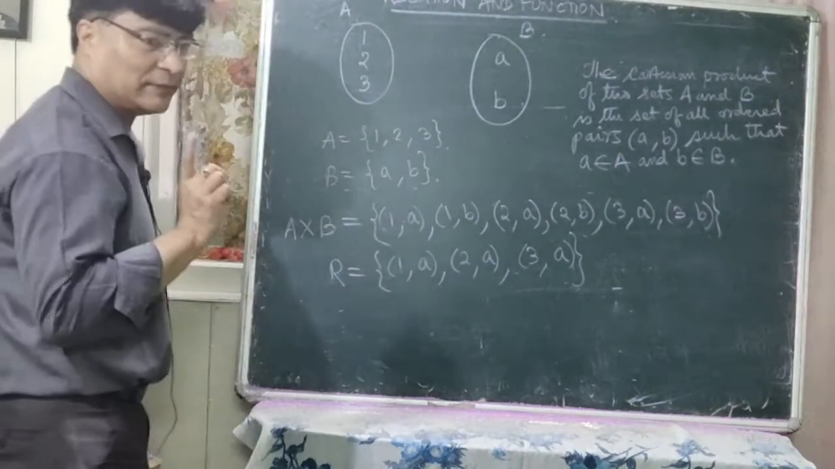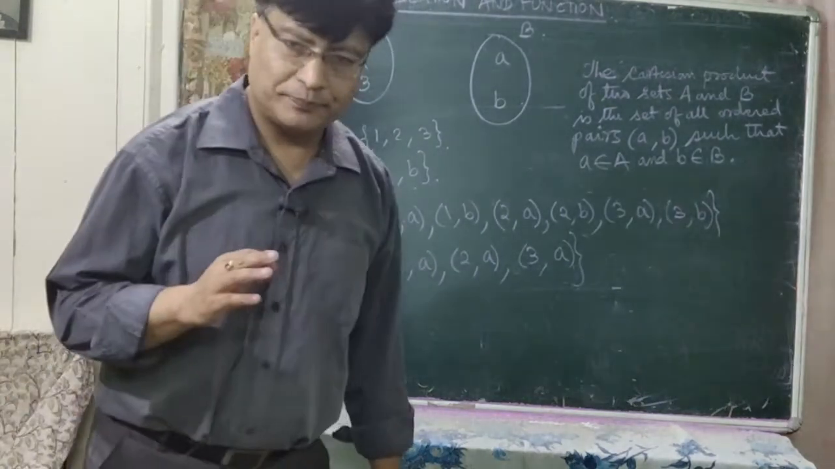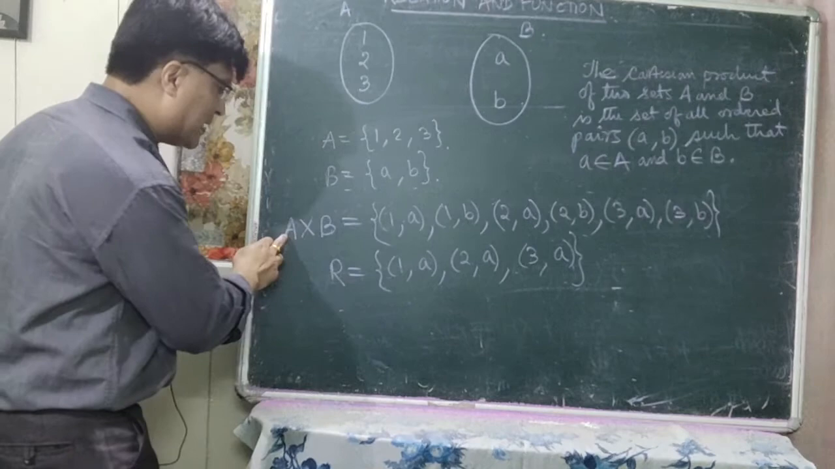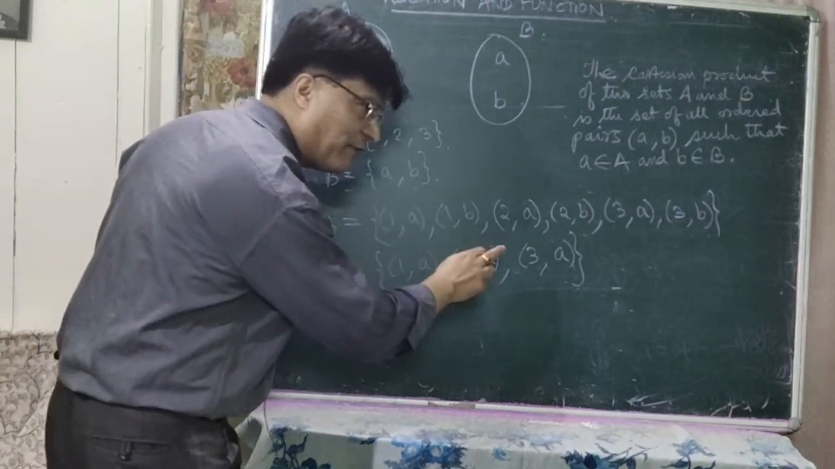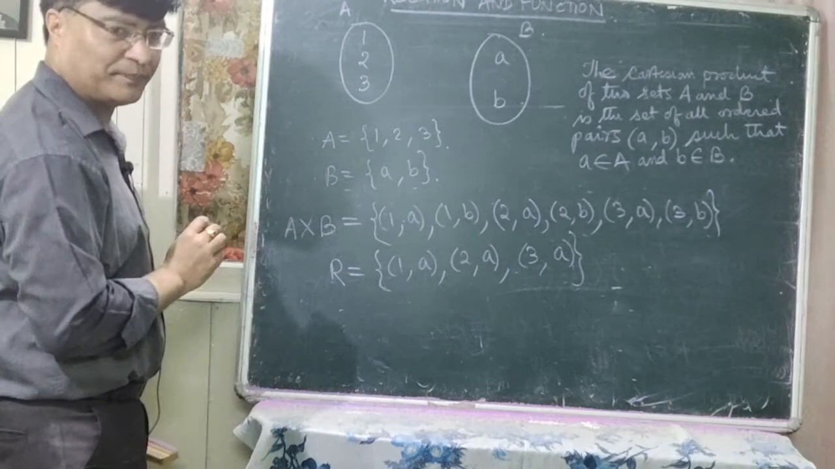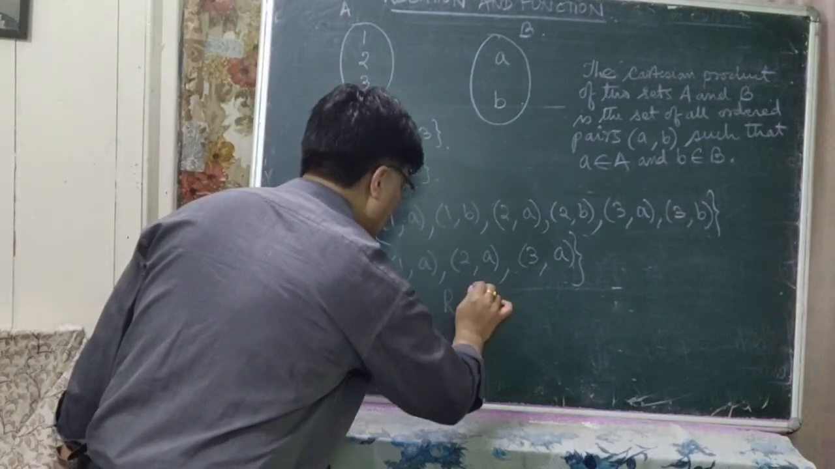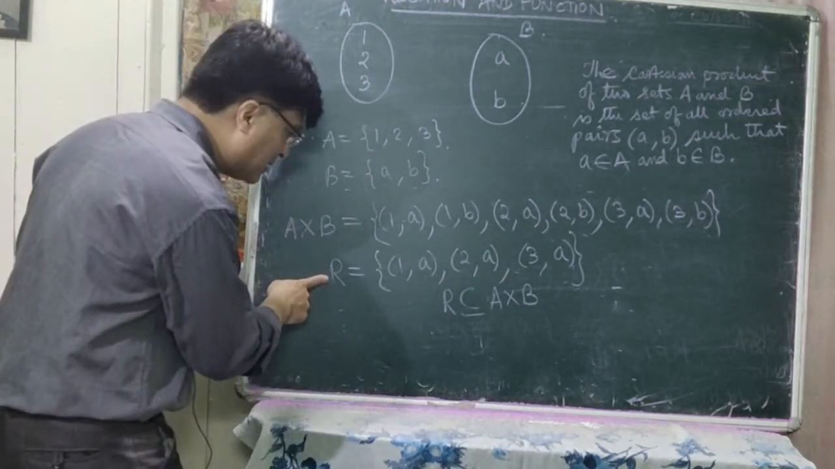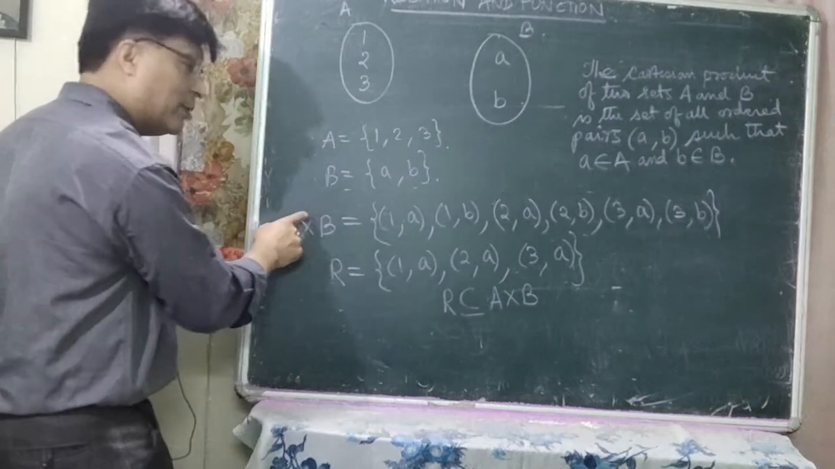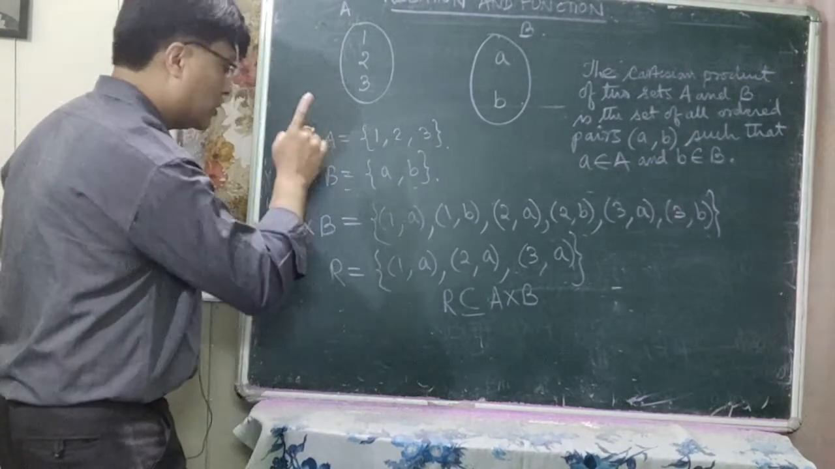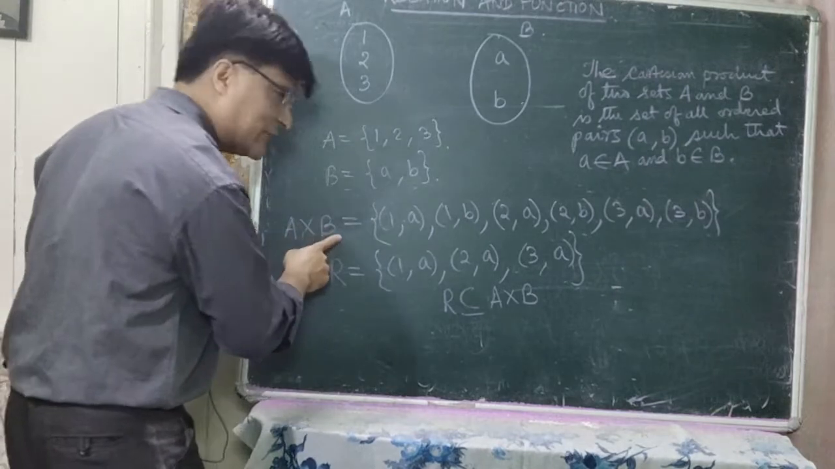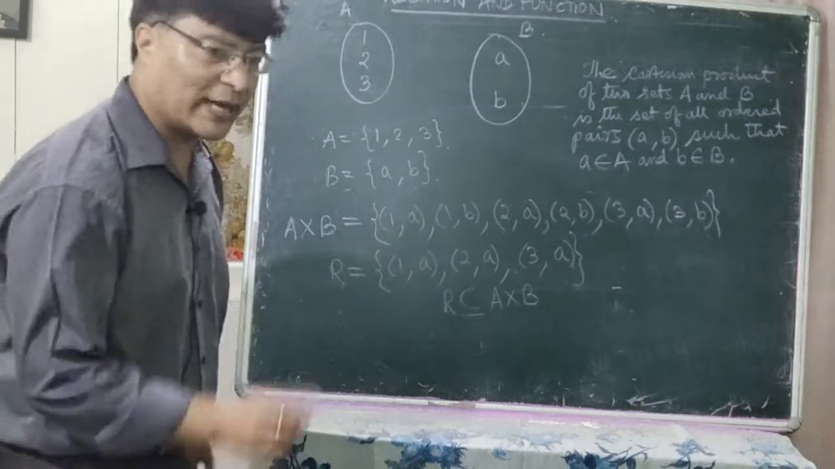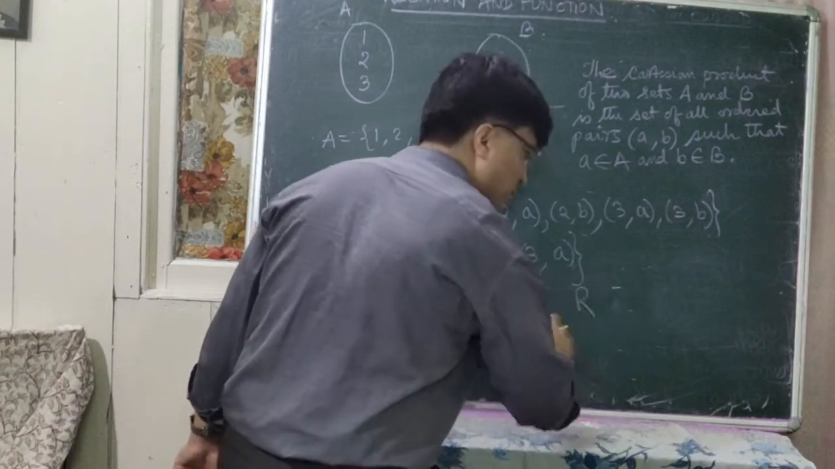Here, what is the relation between 1 and a? Now look, let me tell you the definition of relation. The relation R from the set A to the set B is defined as a subset of A cross B. Okay, so here R is a subset of A cross B because every element of the set R is also an element of the set A cross B. The relation R from the set A to the set B is defined as the subset of A cross B. So this R is known as the relation from set A to set B.